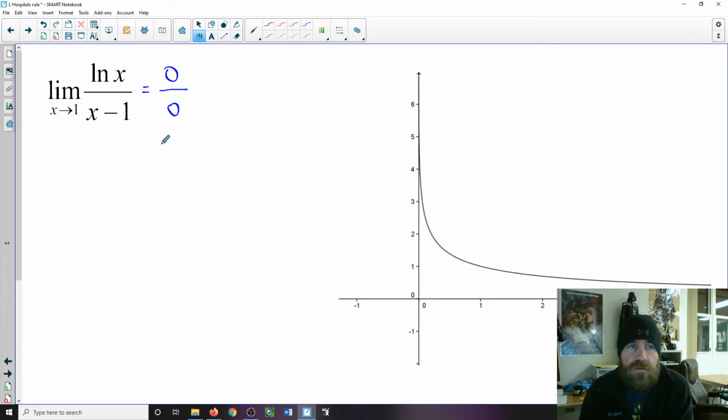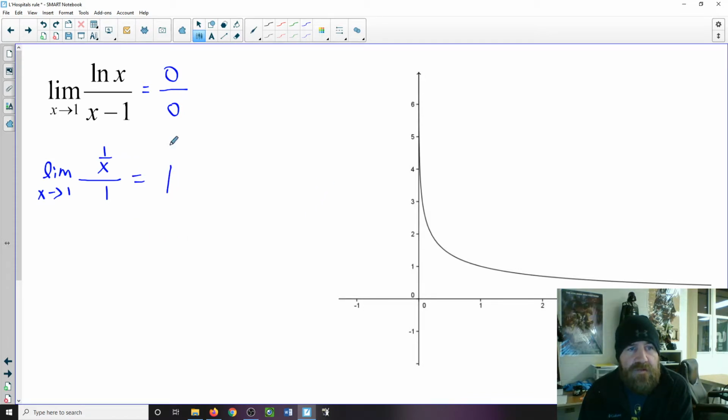L'Hopital's rule can be used in this situation. We have 0 over 0, so we can take the derivative of the top and derivative of the bottom, and then take the limit again. So we have the limit as x approaches infinity, or not infinity, 1, sorry. I'm so used to doing those to infinity. So we get 1 over x divided by the derivative of the bottom, which is going to be 1. Now we plug in 1 again, and we see what we get. 1 over 1 over 1 is 1.